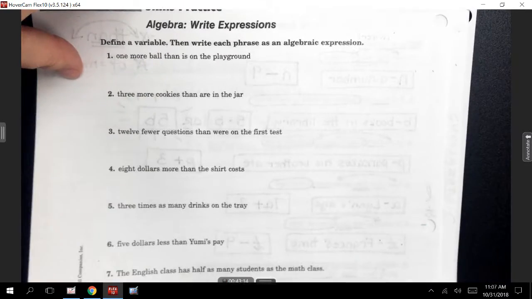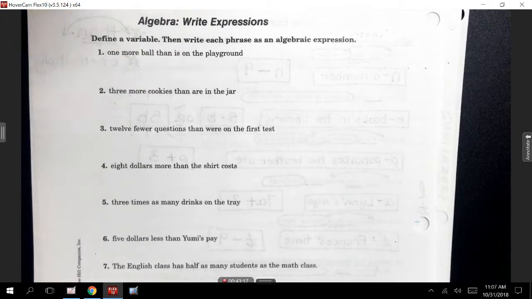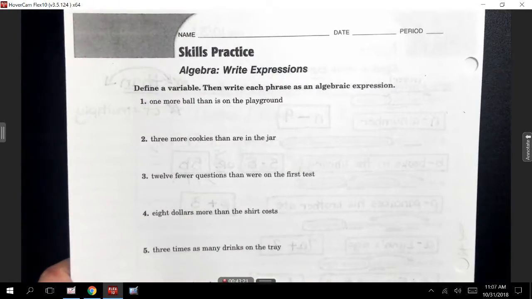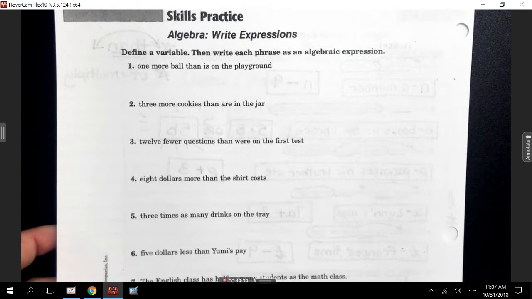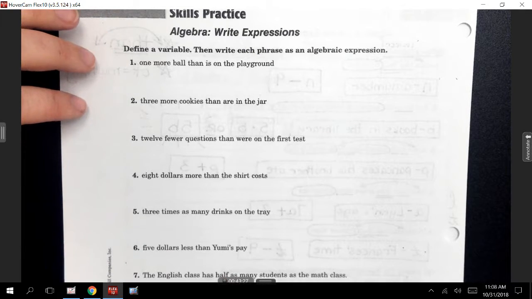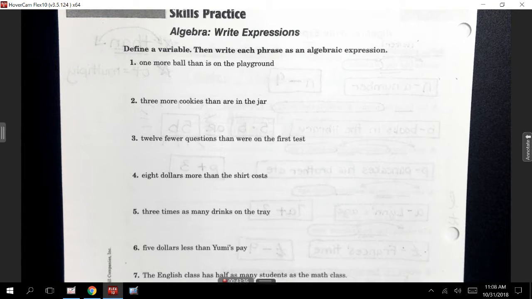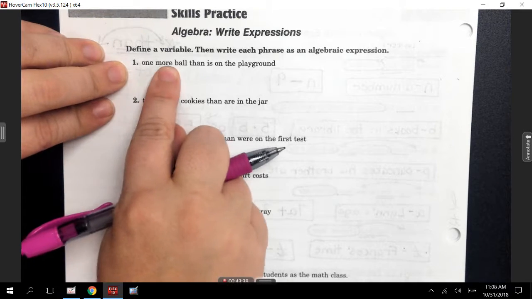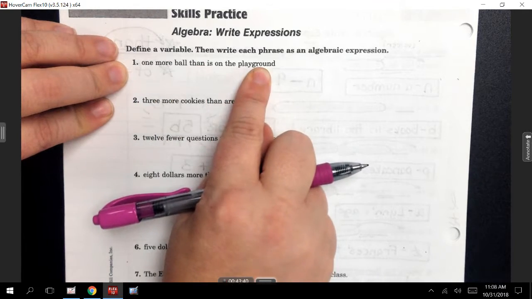Let's look at some of these together on the back. Okay? On the back. All right. One more ball than is on the playground. All right, we'll copy it in Warrior Time. One more ball than is on the playground.